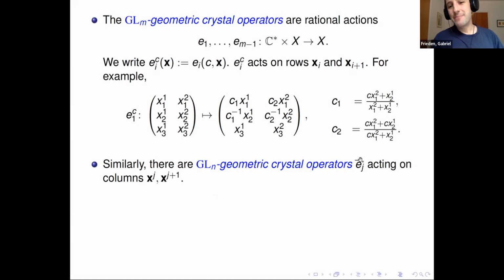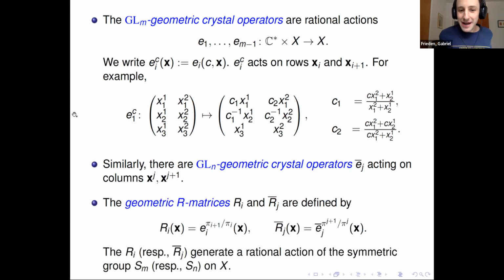And because I'm going to be talking about both sets of operators, I'll always use a bar for the maps that act on columns that are associated to GLn, and no bar for the maps that act on rows. Okay, so now Pasha described what these R matrices are, and he described it in a way that seemed maybe unrelated to the crystal operators, but it turns out that the R matrices are actually a special case of the crystal operators.